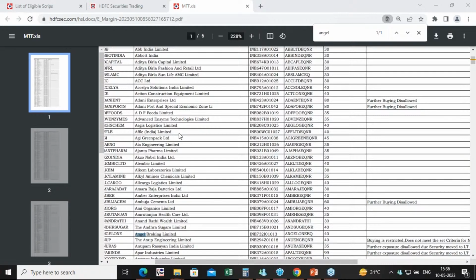Yes, sir, you are right. Suppose you have taken at 100 rupees and the particular share falls down to 98 rupees, then we will hold an extra 2 rupees from your account. We are not debiting anything, we are only holding from your margin limit. When the market comes up to 100 rupees again, we will release that 2 rupees to your account.